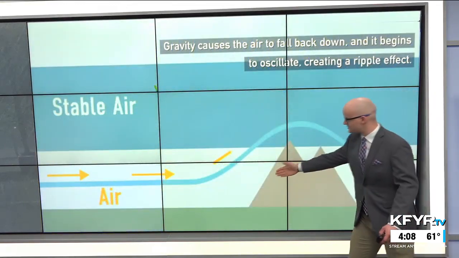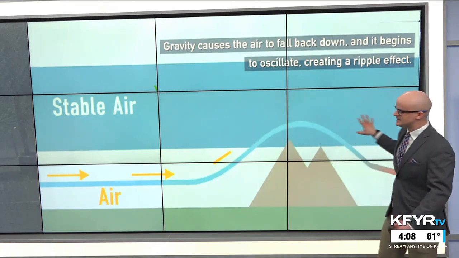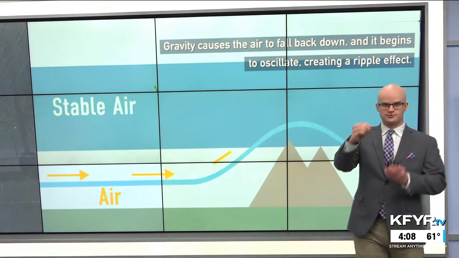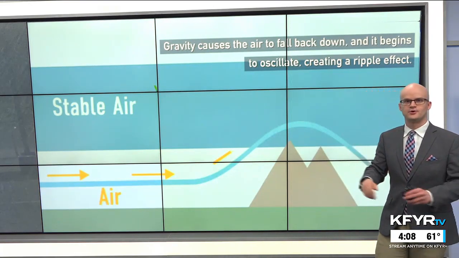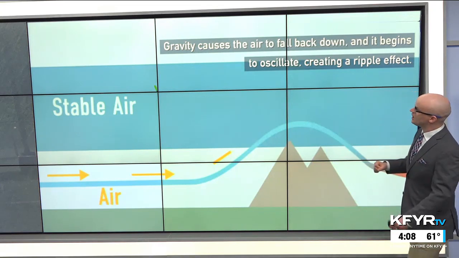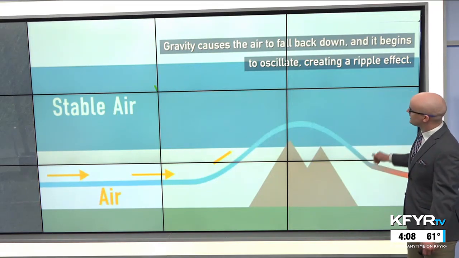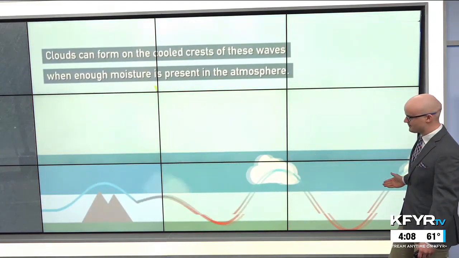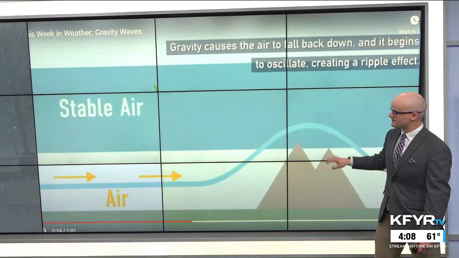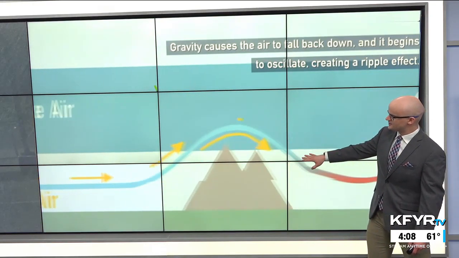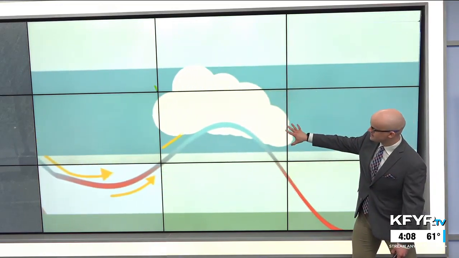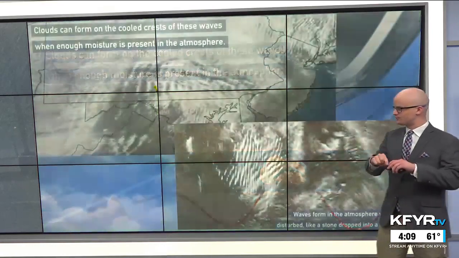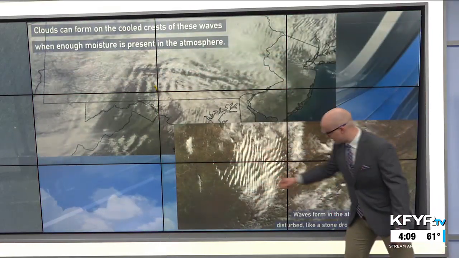Again, it can form thanks to terrain, but you usually need that stable air in place first in order to create these gravity waves, like throwing a rock or a stone in a calm or stable body of water. So the gravity causes the air to fall back down, and it begins to oscillate, creating that ripple effect as it goes over terrain. You can kind of see that out from that mountain with the clouds forming on the crests of these waves. So once it gets into a saturated layer of air, there's enough moisture to form those clouds. With the rising air, it can form those streets or kind of straight lines of clouds.